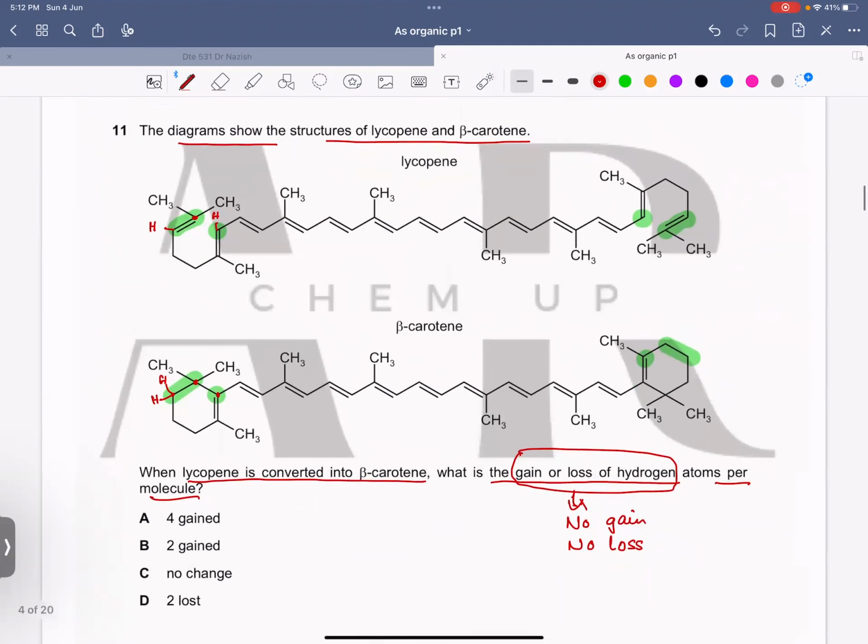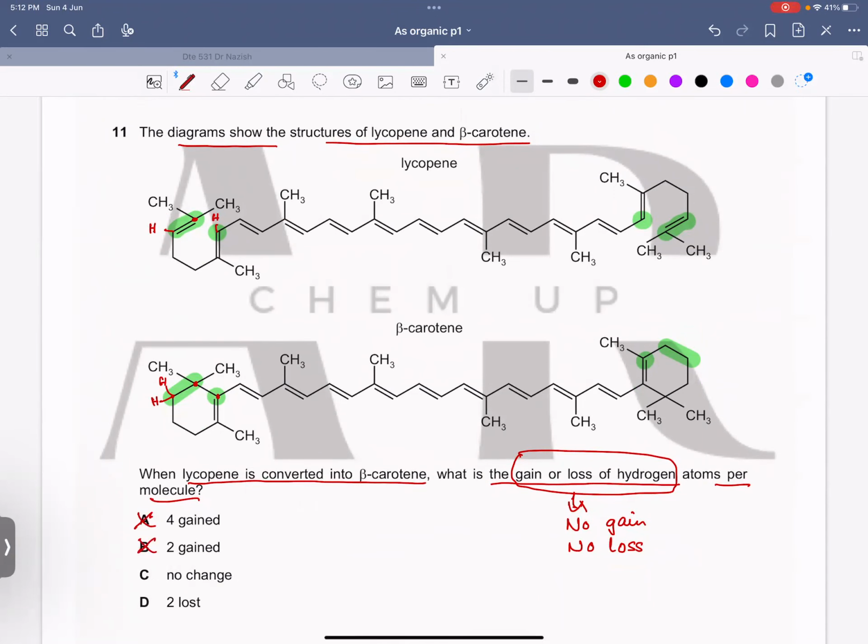So if they are saying A, 4 gained, wrong. B, 2 gained, wrong. No change is correct. And 2 lost is also wrong, because the hydrogen lost from 1 carbon is gained by another carbon. So there is no change in the hydrogens. So C is our correct answer. And that same thing is taking place on the other side of the molecule as well, because if you look at the whole molecule, it is symmetrical. Is this clear? Yes. If anyone has any question to ask, kindly ask.